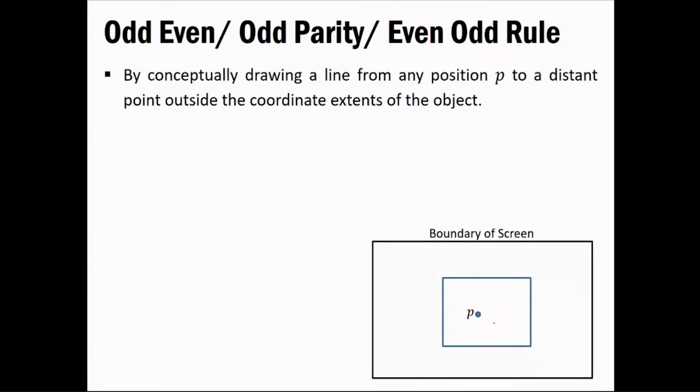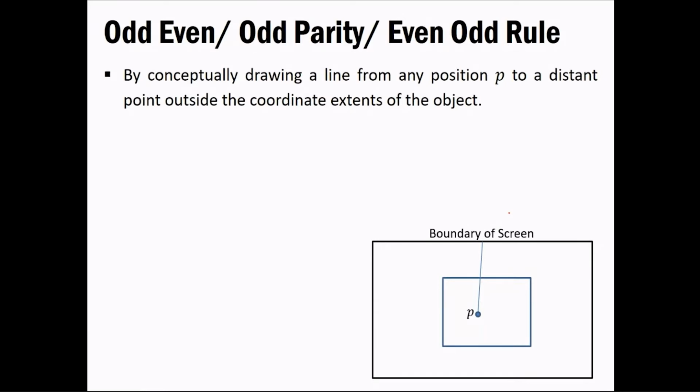Okay, and we need to know whether this point P is inside or outside of that particular area. So what it says we need to do is draw a line from any position P, that is this, to a distant point outside the coordinate extent of the object. So something like this, you just have to go from that point till the end of the boundary, or till the boundary of the screen.